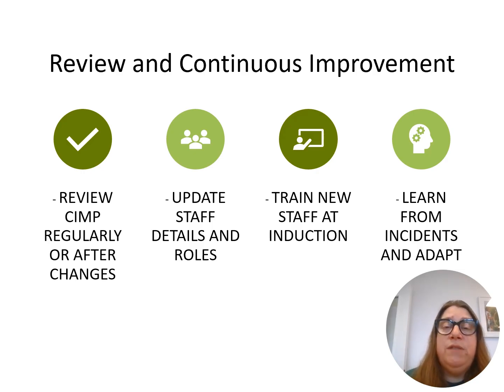We've touched on these points already, but to summarise, review your critical incident management plan regularly or if anything changes. Make sure you update your staff details and roles. As part of induction, make sure new staff know these plans exist and what they need to do if something happens, and keep learning from incidents and adapt. So it's the classic planning and review cycle. So you can apply the same principles from a child's learning to planning to deal with a serious incident.